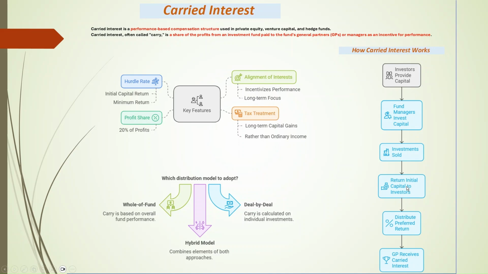First, investors receive the initial capital. Then investors receive a preferred return, or hurdle rate, normally 8%. After that, the GP receives the share of profit, or carried interest.